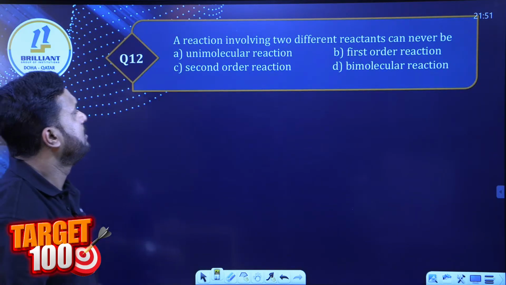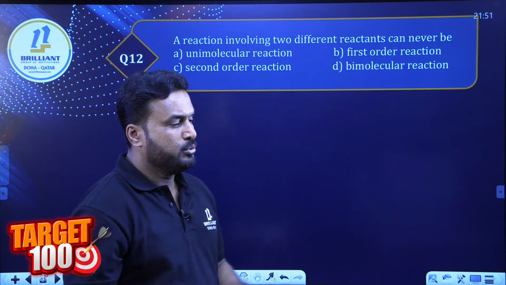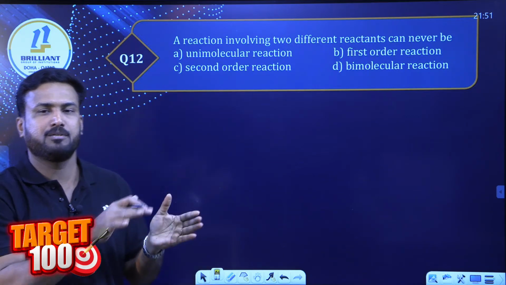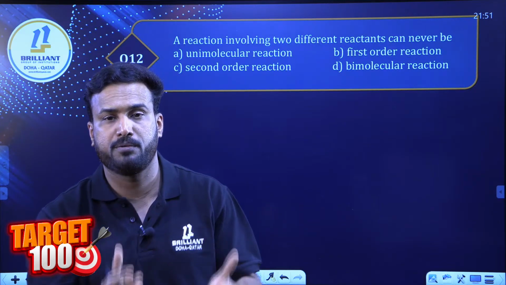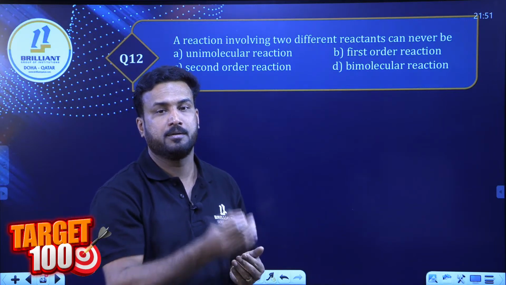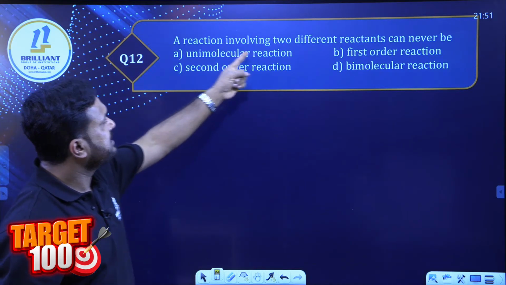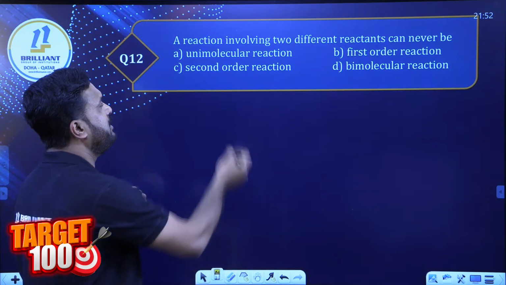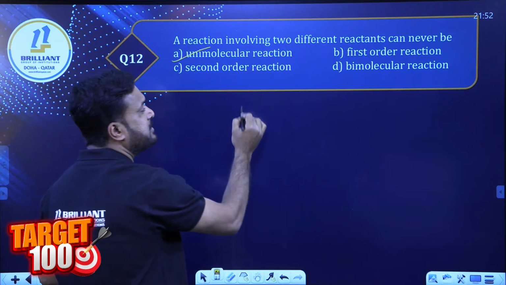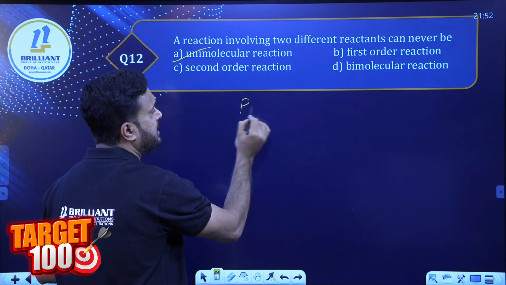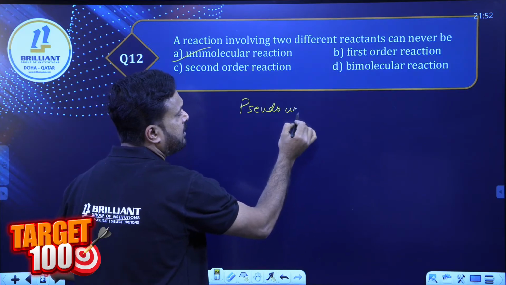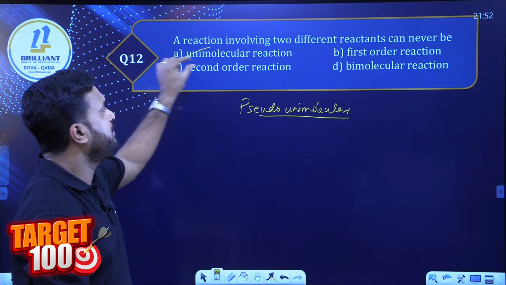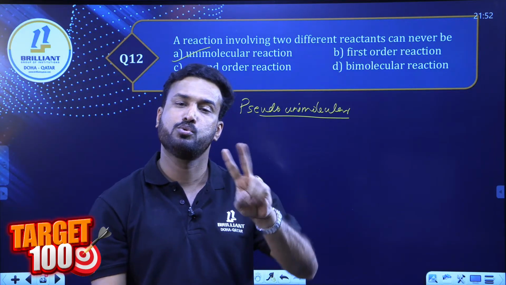Now question number 12. A reaction involving two different reactants can never be... See, it's a different question, based on pseudo first order or unimolecular. Okay, pseudo unimolecular. A reaction involving two different reactants can be pseudo unimolecular, but never be unimolecular. Keep in mind, because two reactants are there.